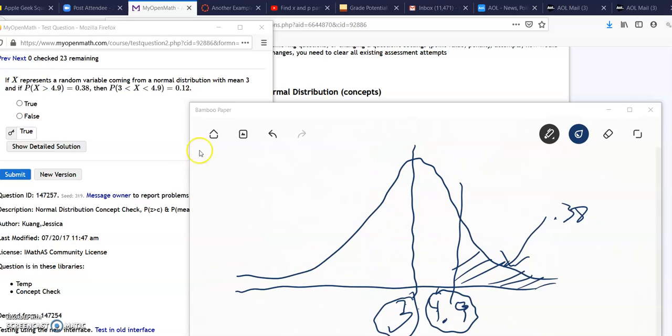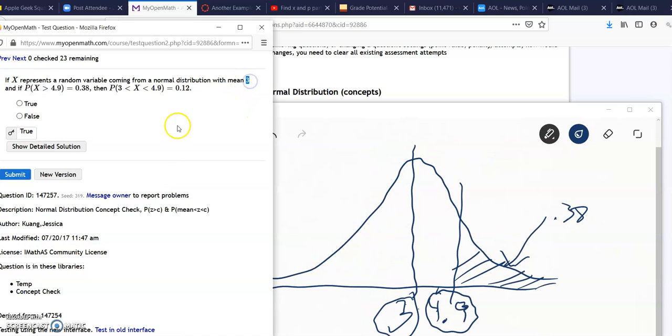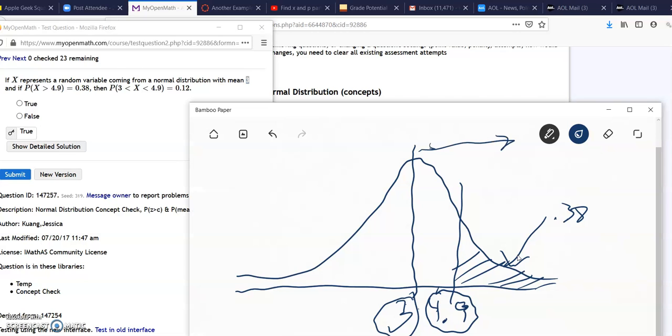And this one, we have a mean of 3, and greater than 4.9. So 4.9 is greater than 3, so I'm going to put it on this side of 3. And if that probability is 0.38, and remember, 0.5 from here to here, starting in the middle, that means this probability must be 0.12 because it has to equal 0.5. Greater than 3 has to equal 0.5. So if greater than 4.9 is 0.38, then yes, between 3 and 4.9 is 0.12.